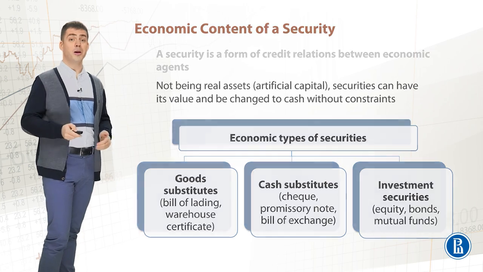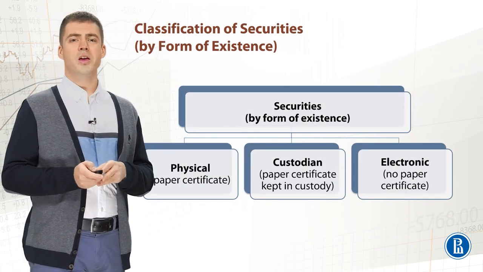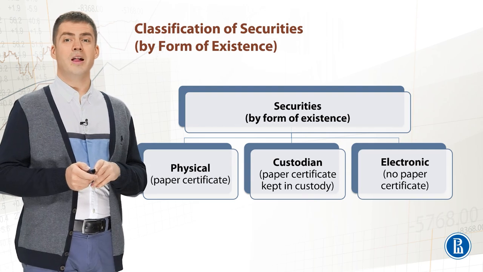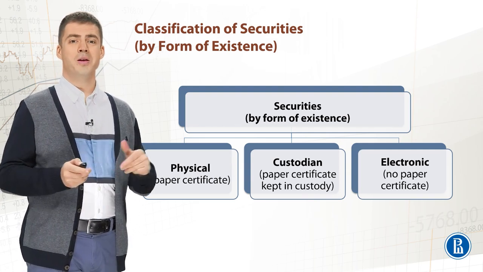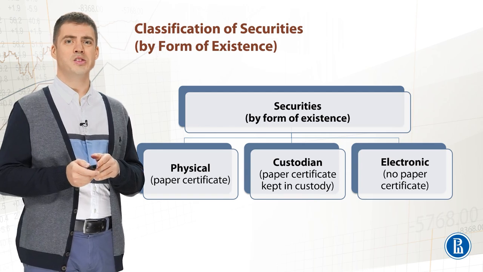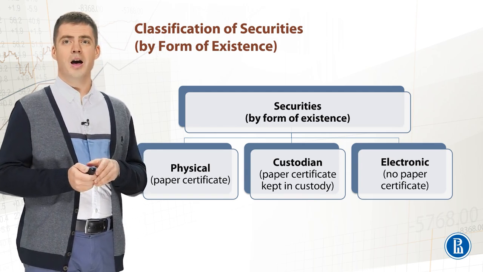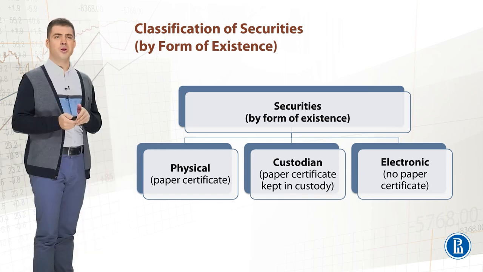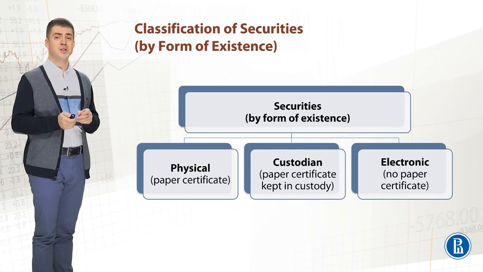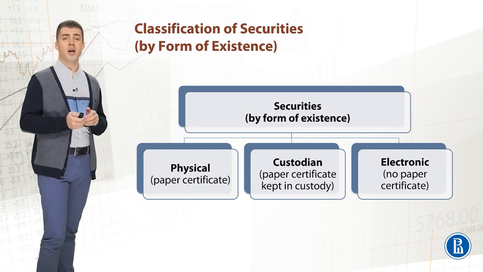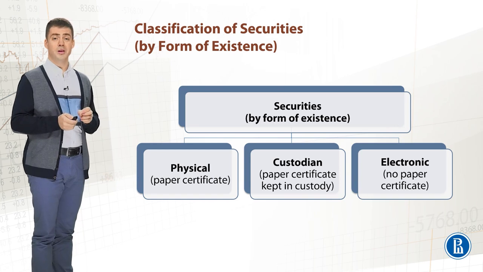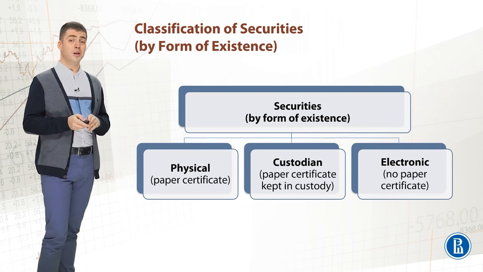to the investment category. Securities may exist either in physical or in electronic form, depending on whether the paper certificate of a security is issued or not. I believe it's needless to say that most of the modern securities are issued in electronic form without any paper certificate. However, in some countries and in some markets, physical certificates still exist, even though they do not change hands and are kept in custody. Sometimes, legally, the certificates are still issued.